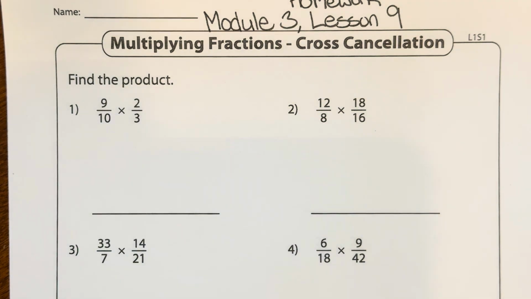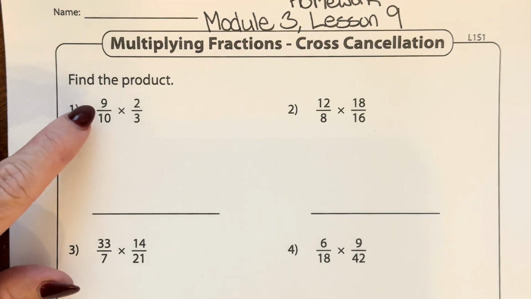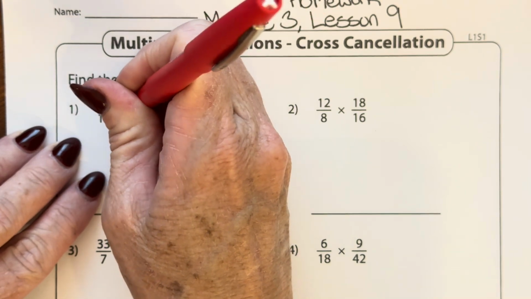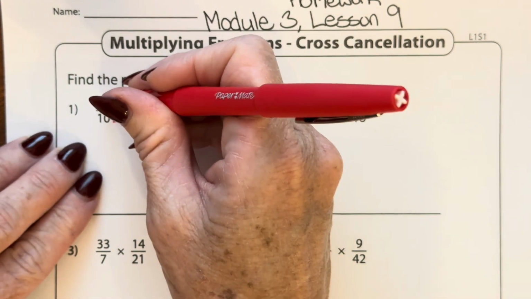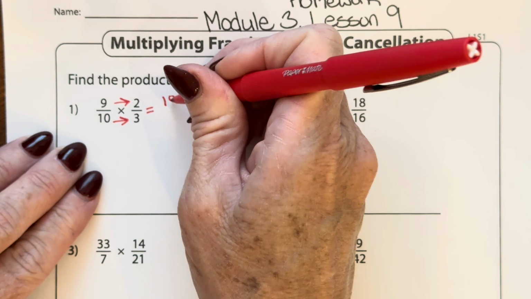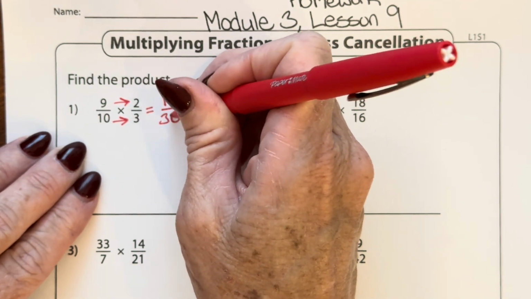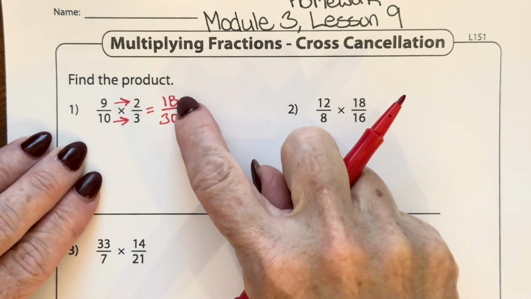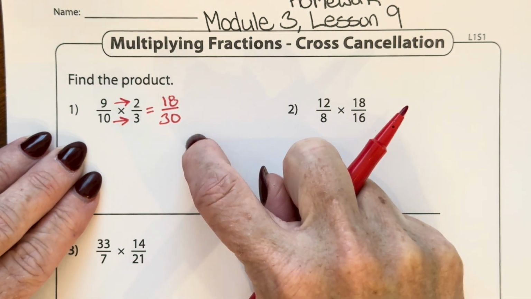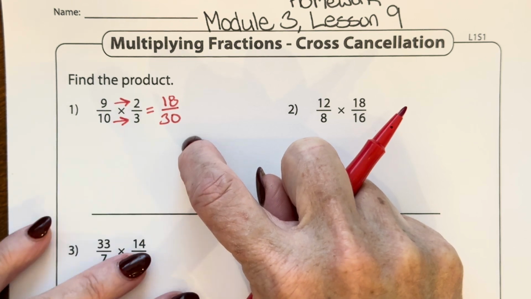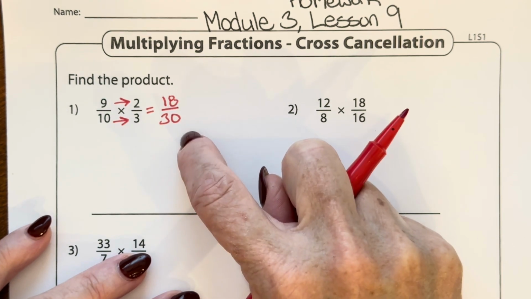If I was to look at this problem, it's already a fraction times a fraction, so I could just multiply it straight across. And I'm getting 9 times 2 is 18, and 10 times 3 is 30. Okay, this fraction is not greater than 1, so I do not need to make it a fraction less than 1. But it is quite large.